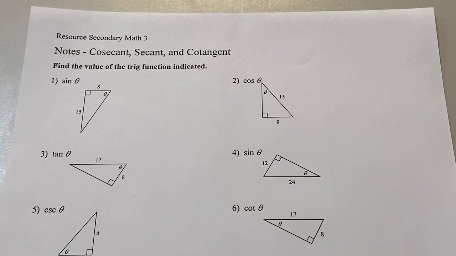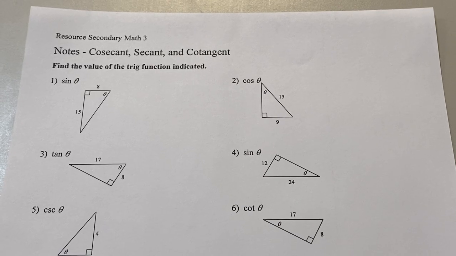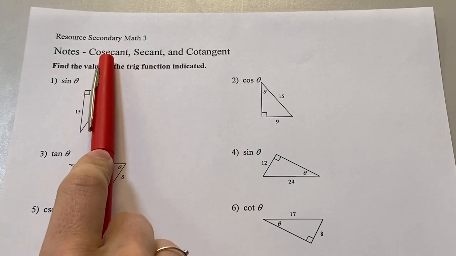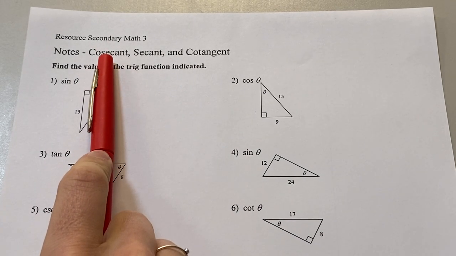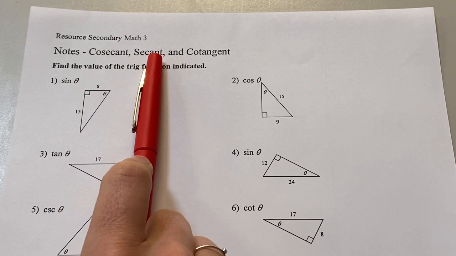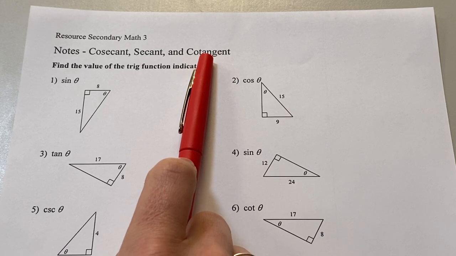Alrighty. Okay, so what we're going to talk about today, like I said, we're going to introduce some new terminology. Raise your hand if you've ever heard these words before. Raise your hand if you've heard the word cosecant before. That's what I thought. Raise your hand if you've heard the word secant before. That's what I thought. Raise your hand if you've heard the word cotangent before. A couple of us? Okay.